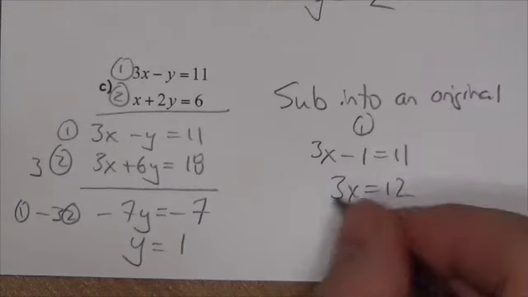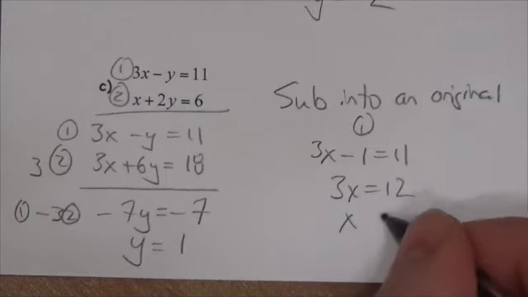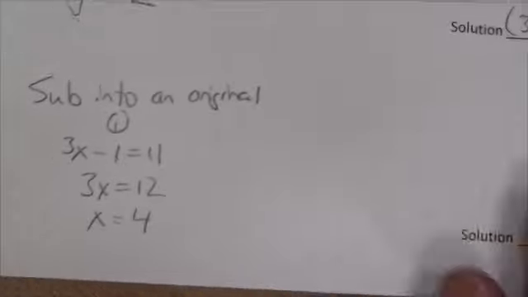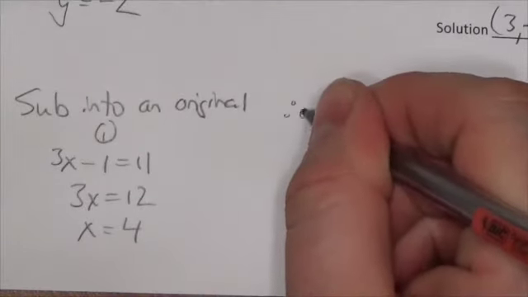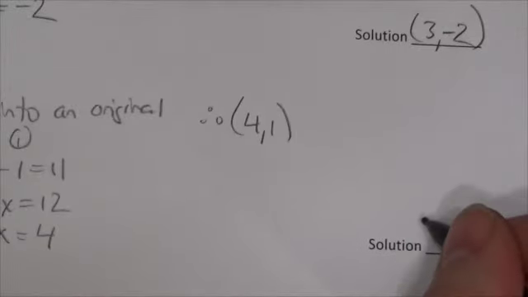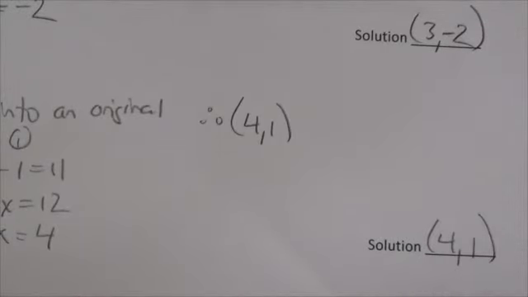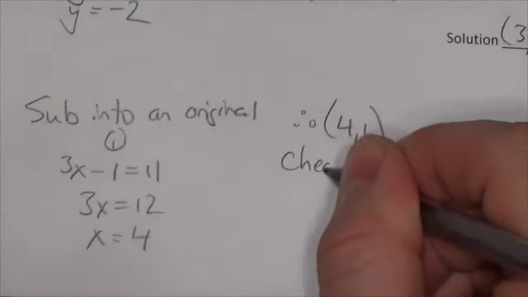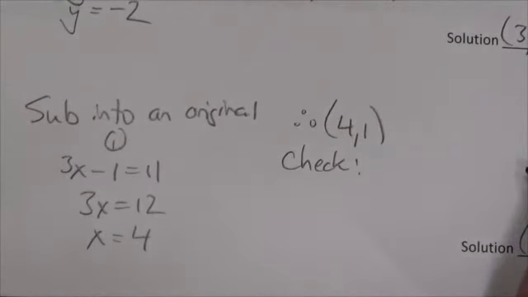And now let's divide by that coefficient. This is 3 times x equals 12. So let's divide 12 by 3, and we get 4. So therefore, our solution here is the point (4, 1). And so I'll put this over here on my little line. There's my solution in parentheses. But I'm going to check it. Pretty sure that's the answer, but we're going to check it.